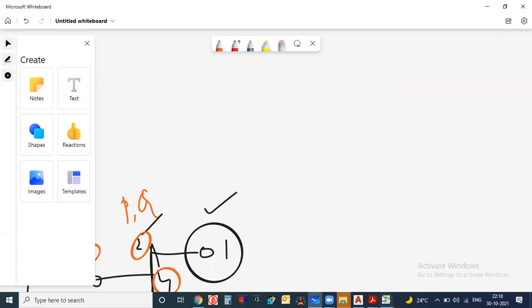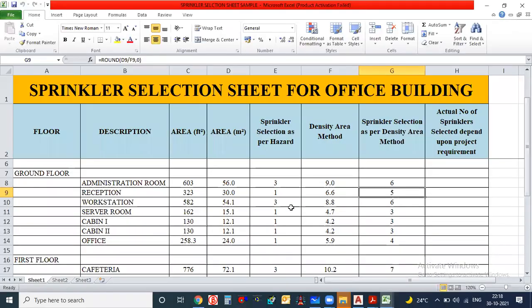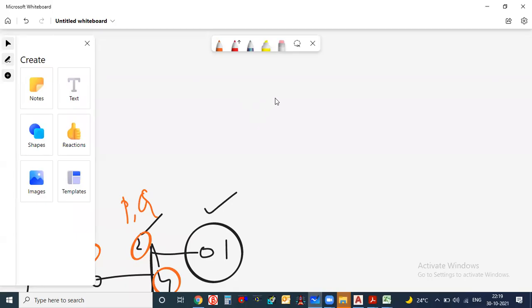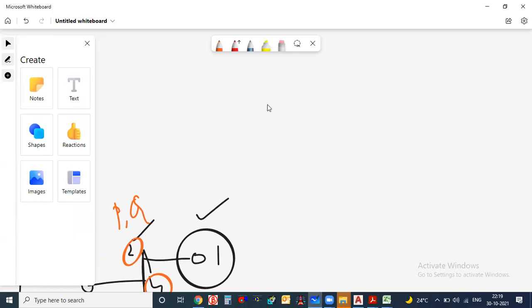Otherwise, what happens? Just see this room only. As per this hazard, it is telling that only one sprinkler is more than enough, but here we are getting 5 sprinklers. That is the difference. So you always have to first place the sprinklers, before doing any hydraulic calculation, and placement of sprinklers will be done based on your analysis.